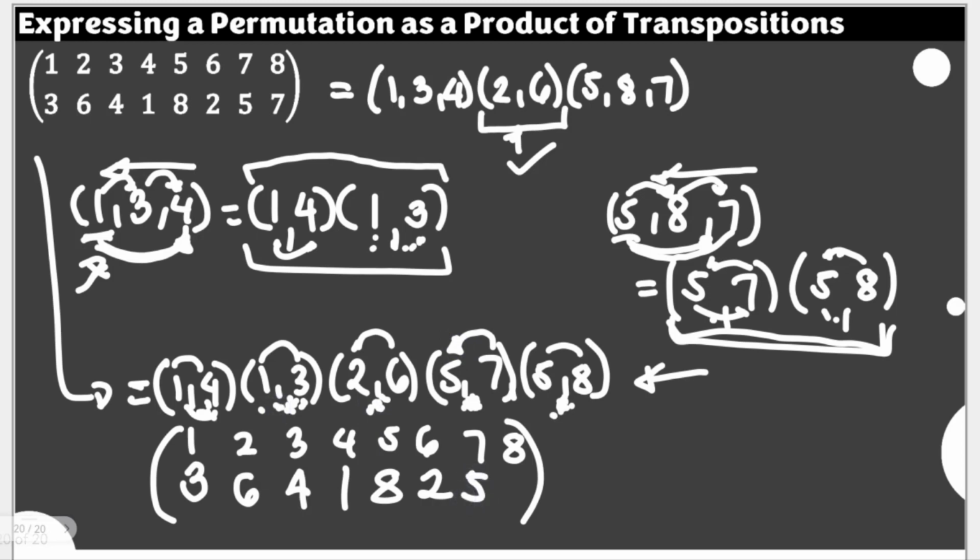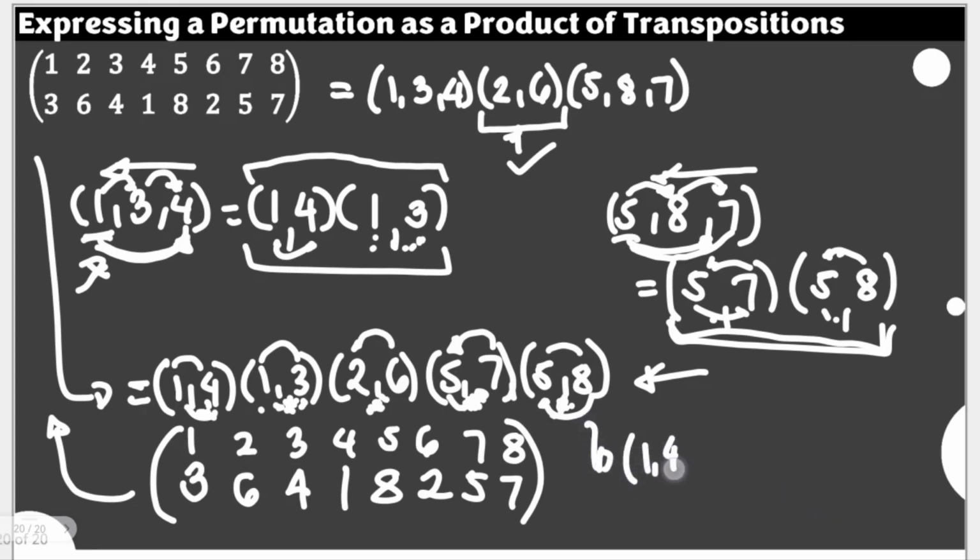And finally, for 8, 8 is mapped to 5. But here, 5 is mapped to 7. So we are now at 7. 7 is mapped to 7, 7 is mapped to 7, 7 is mapped to 7. Is this the same as the earlier given permutation? 3, 6, 4, 1, 8, 2, 5, and 7. It's correct.